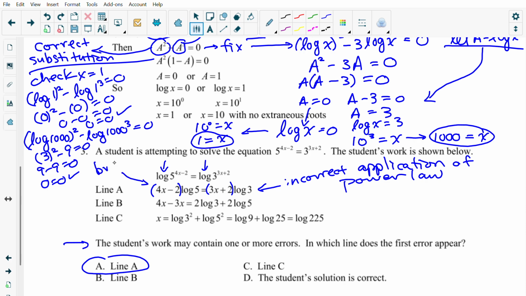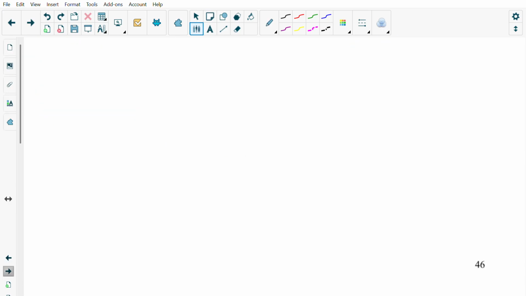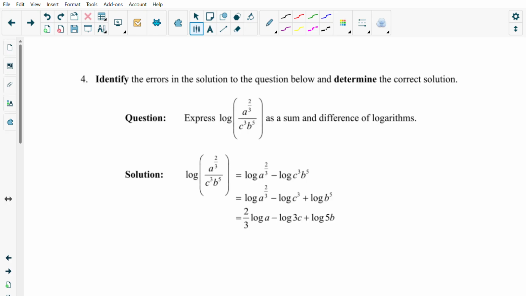I should have a set of brackets. Brackets, be careful. Okay, so this is wrong, this is wrong. Okay, so line A is where the problem is. Okay, next page. Let's go.